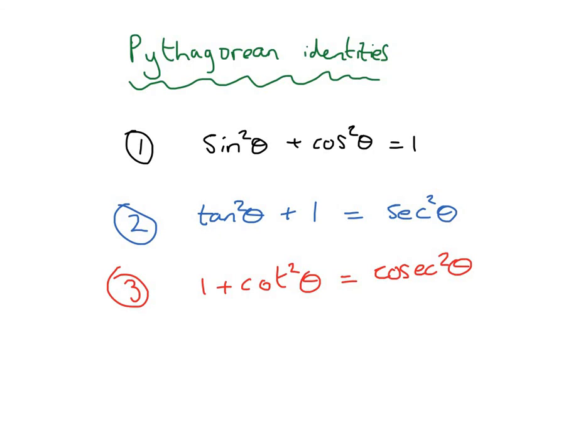We have sine squared theta plus cosine squared theta is 1. Tan squared theta plus 1 equals sec squared theta. And 1 plus cot squared theta equals cosec squared theta.